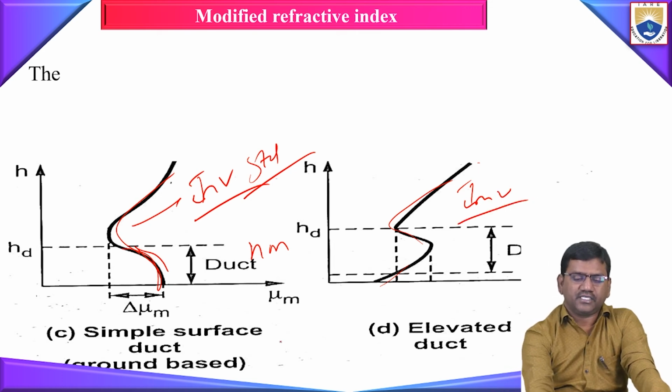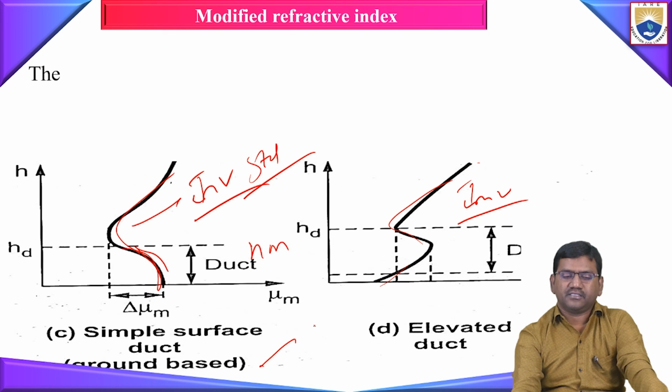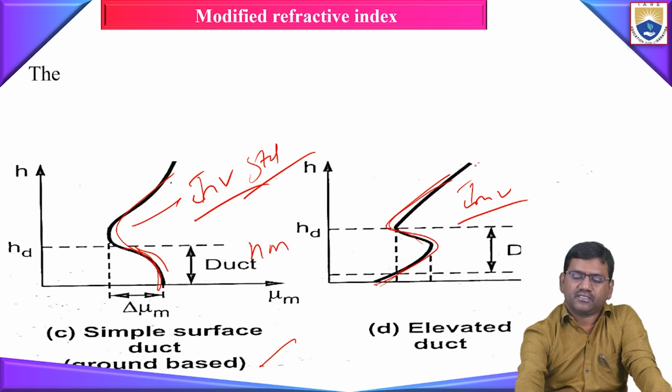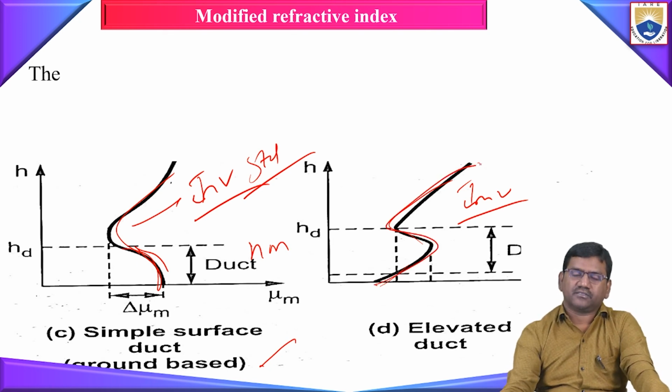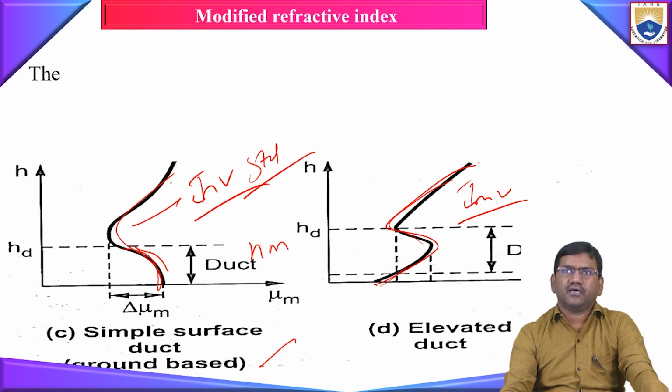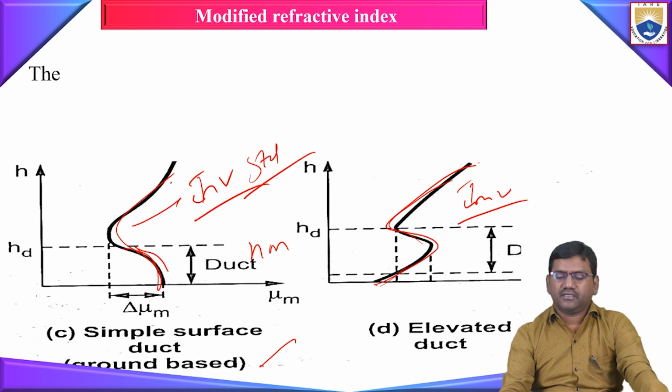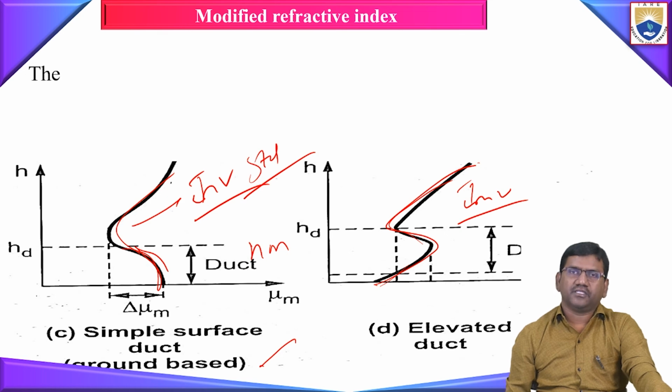So a simple surface duct is ground based, and it will be like this. The path in the elevated duct will be like this. The inversion layer happens due to the decrease of temperature with respect to the height of the transmitting antenna.